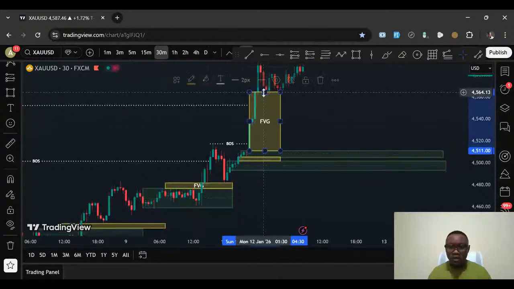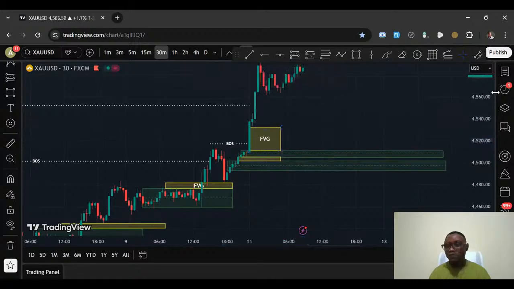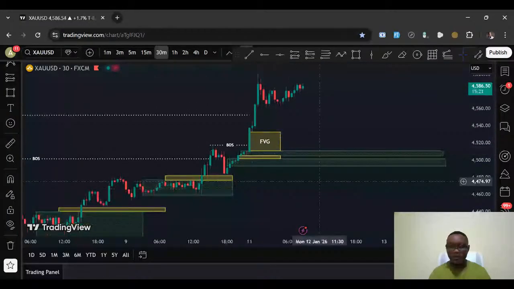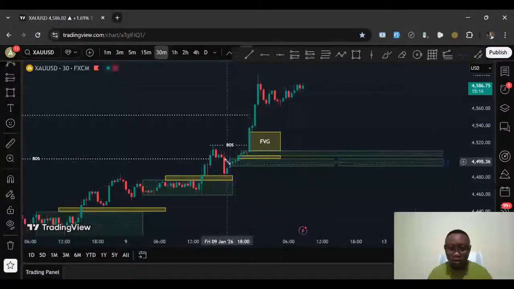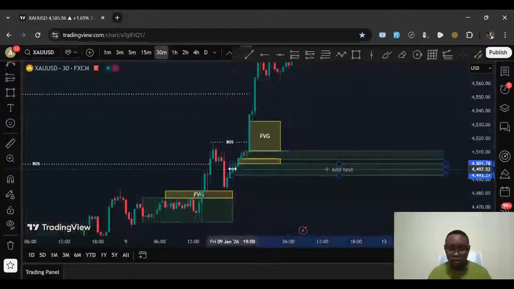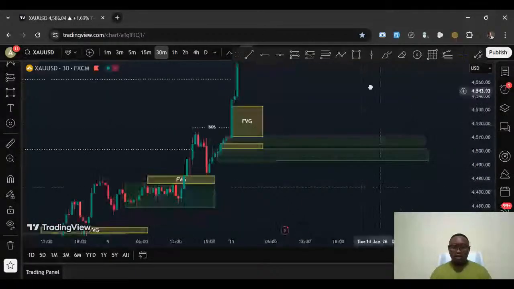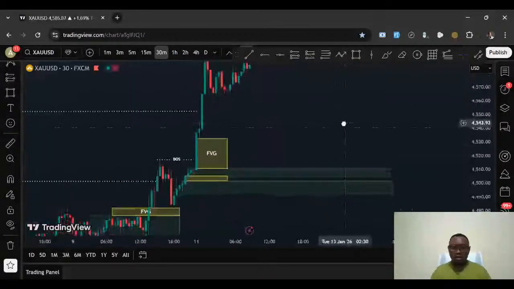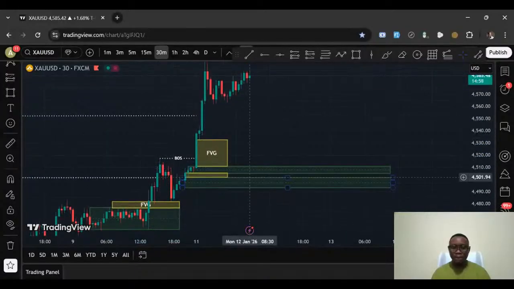Okay, let's refine this to properly mark the zone, which is this. Perfect. So this is our FVG zone. Let me bring this one a little bit closer. Perfect. All right, so from the 30-minute perspective, this is our order block, right?